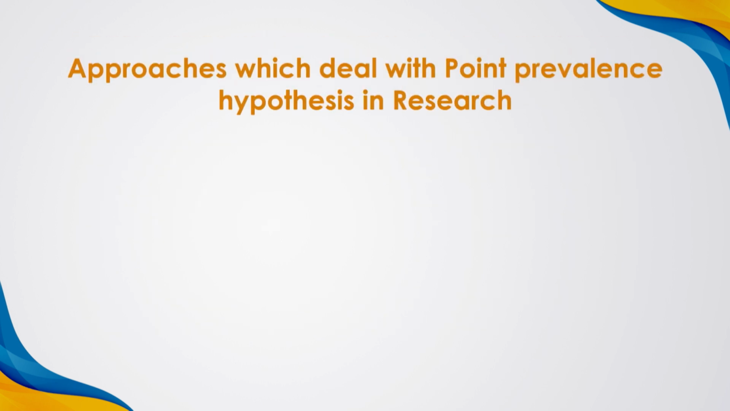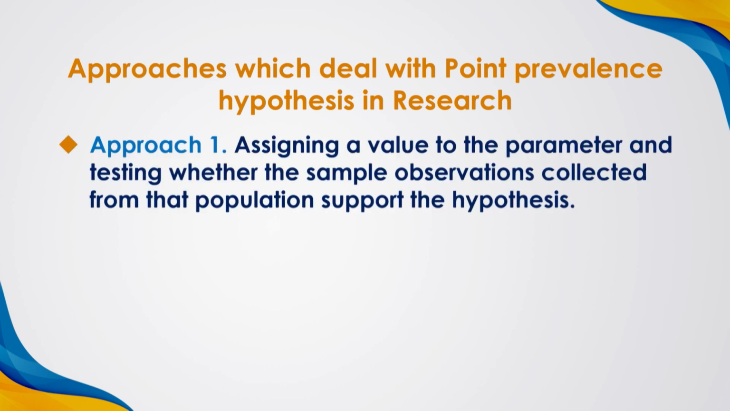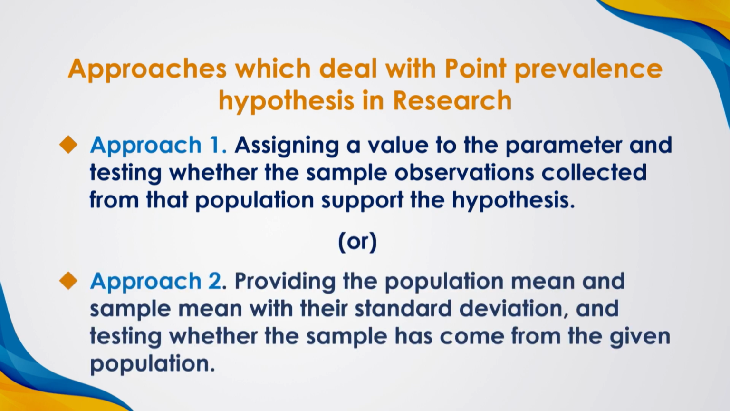For this purpose, we are having two approaches. In approach 1, we are assigning a value to the parameter and testing whether the sample observations collected from that population support the hypothesis. In approach 2, we are providing the population mean and sample mean with their standard deviation and testing whether the sample has come from the given population.